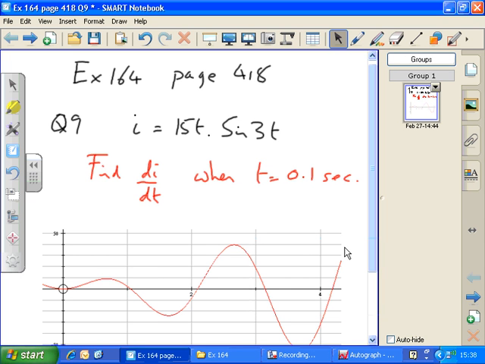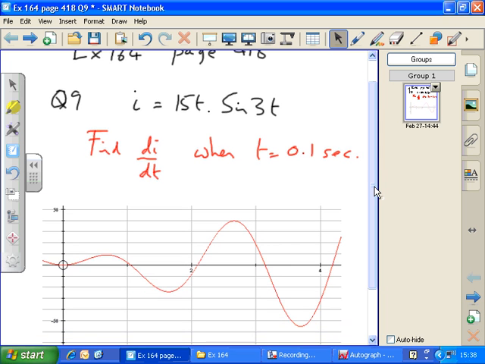Exercise 164, page 418, question 9. We have a function here that describes the current in some sort of circuit which has a wave function associated with it. We know that's the case because we've got a sine function in there, and the amplitude of the wave depends on t as well, which is this term 15t in front.